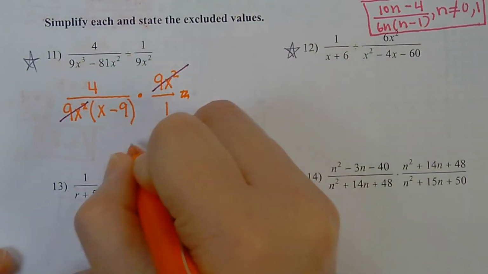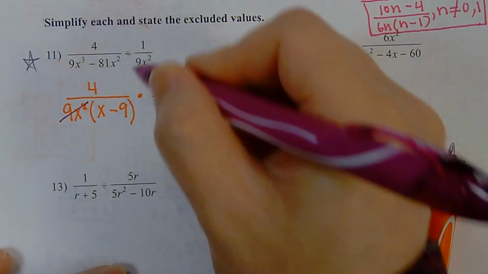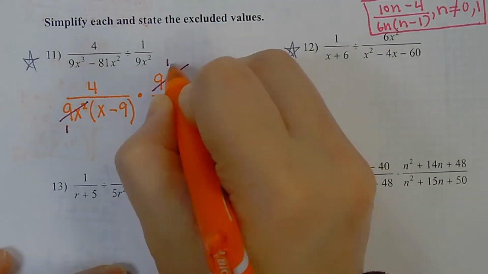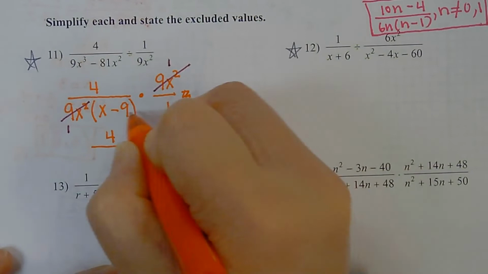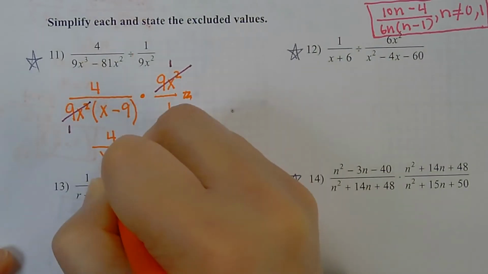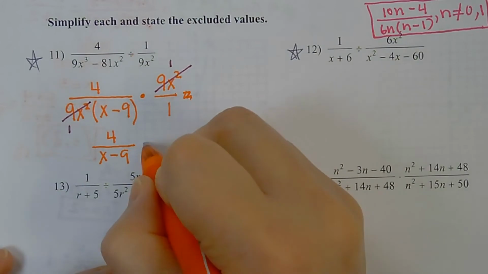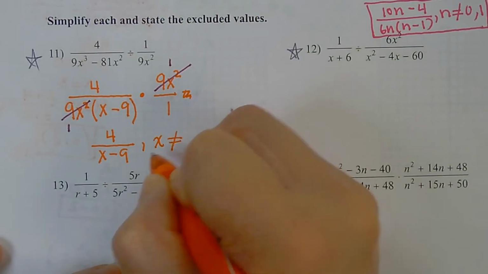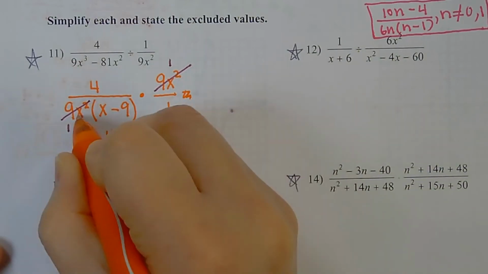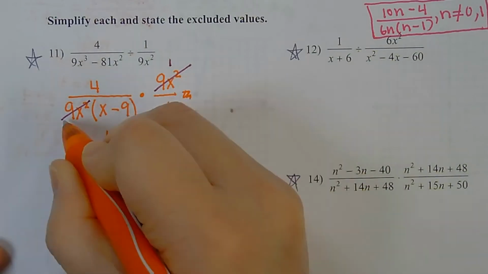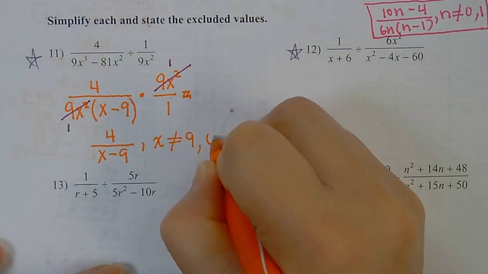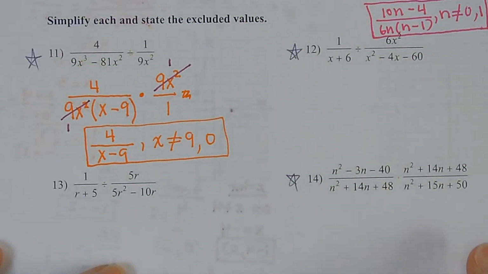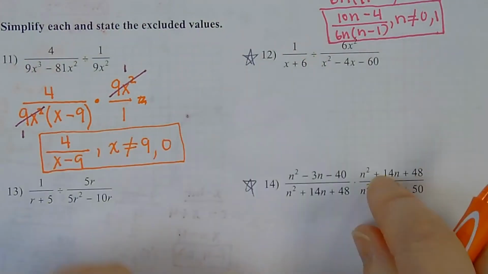All right, maybe I'd like to write it on the bottom. So 4 times... should have just written 1s on those, right? Because 9x squared goes into 9x squared 1 times. So 4 times 1 is 4 over, everything else is 1s except for this x minus 9, so it's going to be x minus 9. And my excluded values, or my restrictions I should say, is going to be x cannot equal 9, but it also cannot equal 0, because remember, even though we canceled it out, it was still part of the original, so x cannot equal 0. Just like that. Happy days. All right, same thing with number 12.